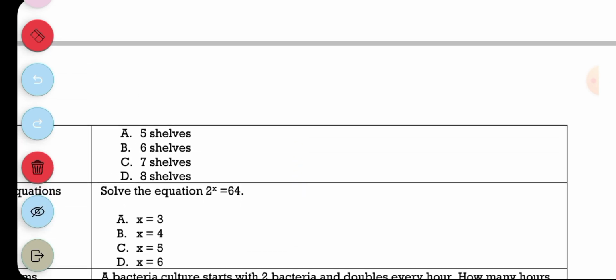Solve this equation. 2 exponents x equals 64. 2 exponents what number will give you 64? And this is indices. It's 2 exponents 6. So your answer is D.